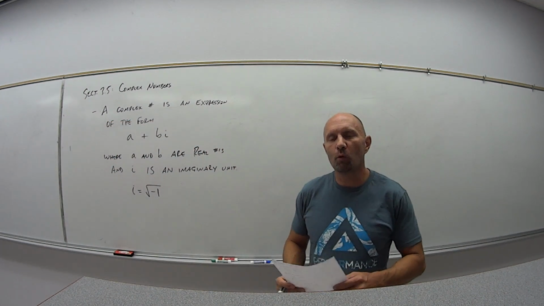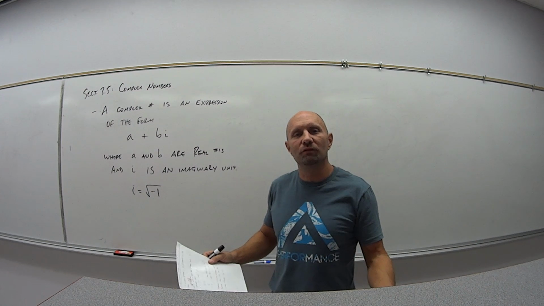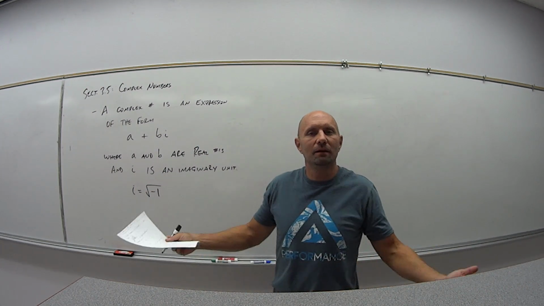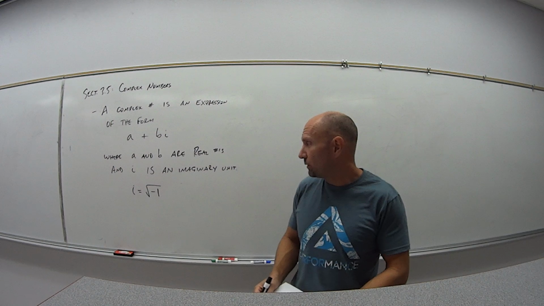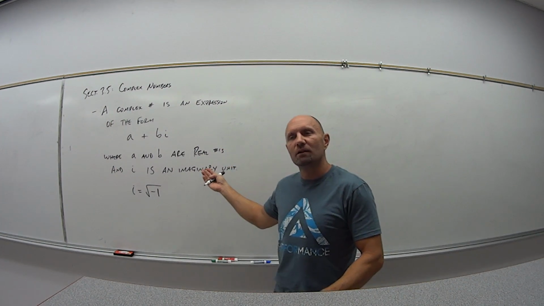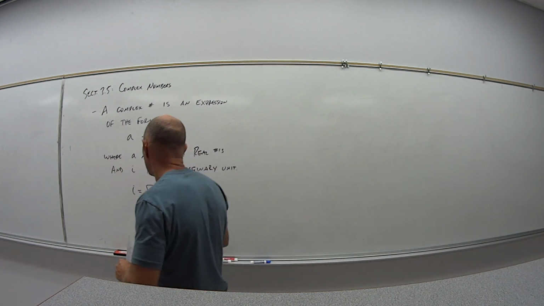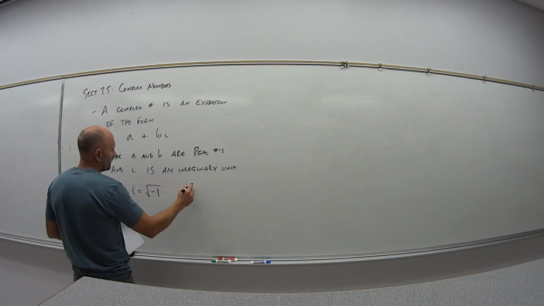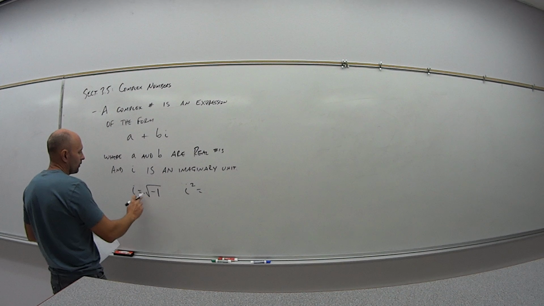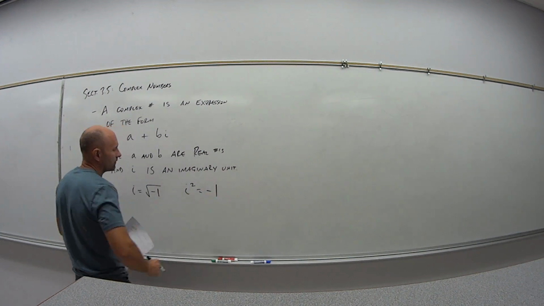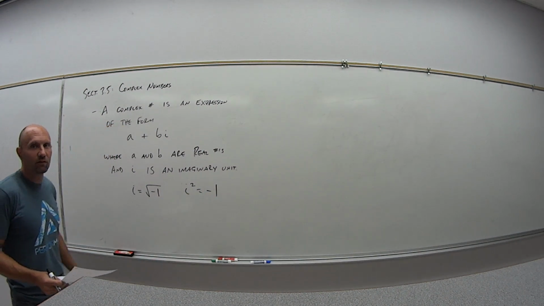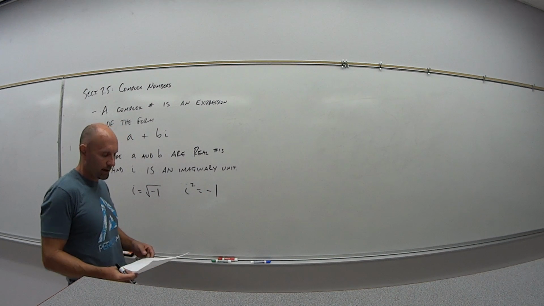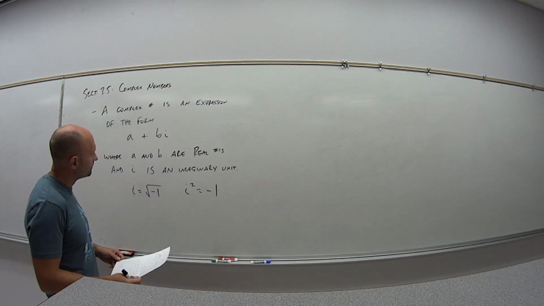Up until this point, if I had something like the square root of negative 16, we said it's not a real number. Well, it's an imaginary number, an imaginary unit. So if i is equal to the square root of negative 1, and I square both sides, i squared is equal to negative 1, and this is a concept we'll be using a little later on in this section.